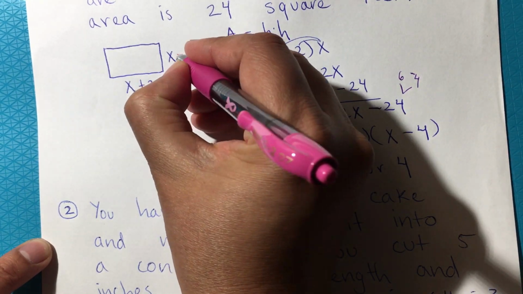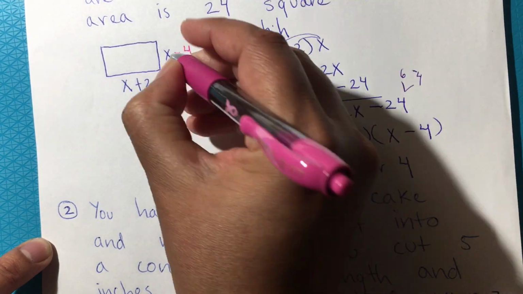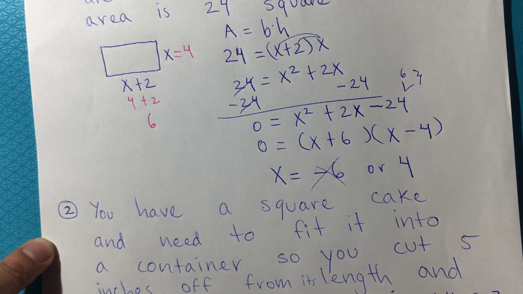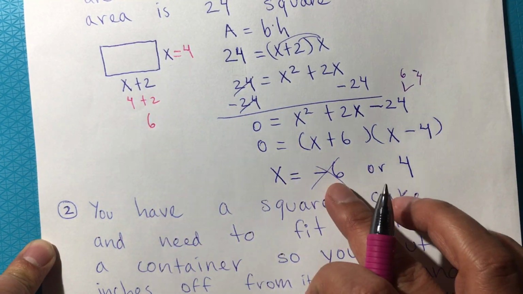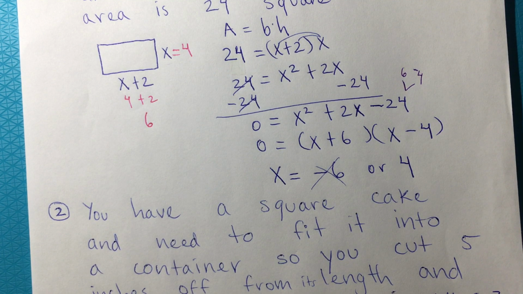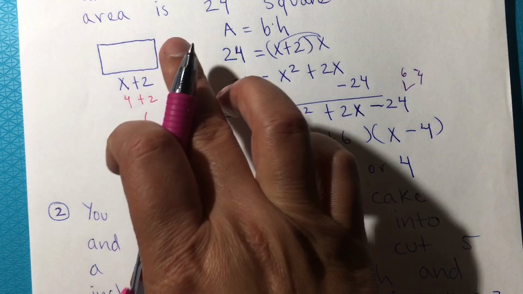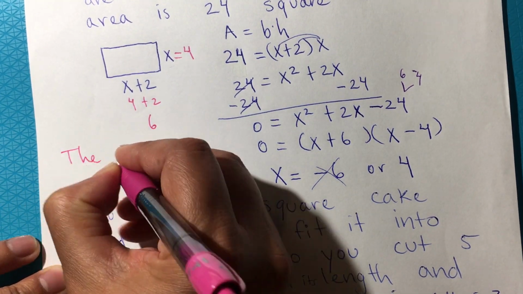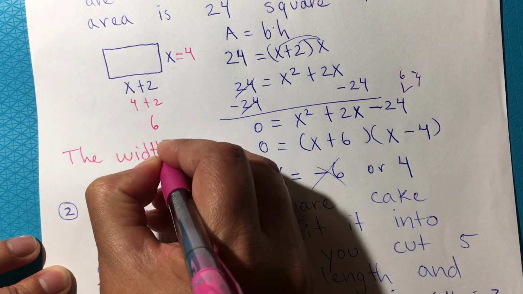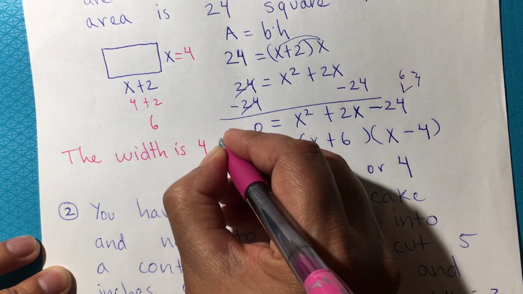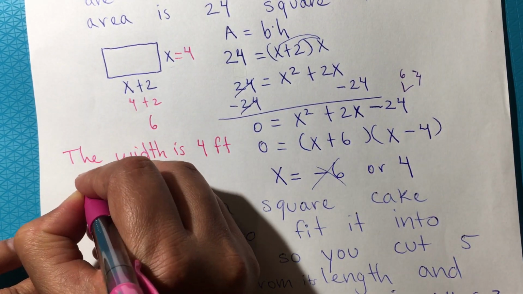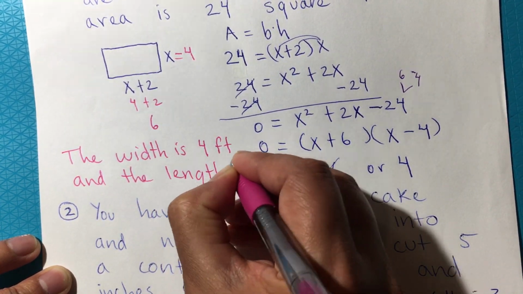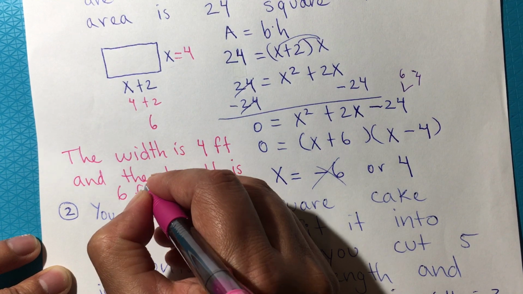So our width will be 4, and the length is 4 plus 2, which is 6. Notice how in this case it's just the positive of that. Usually that's what happens when we have those dimensions. We can say the width is 4 feet and the length is 6 feet.